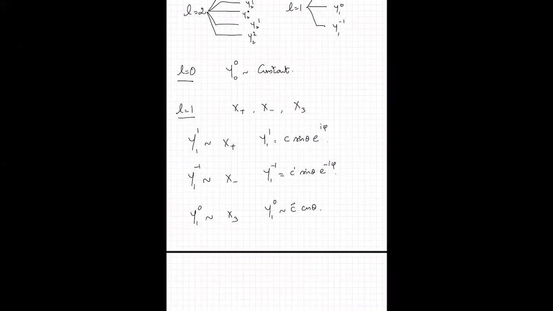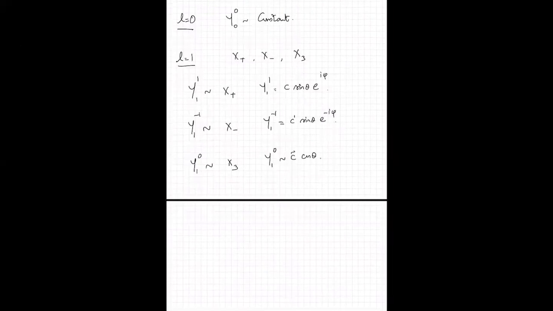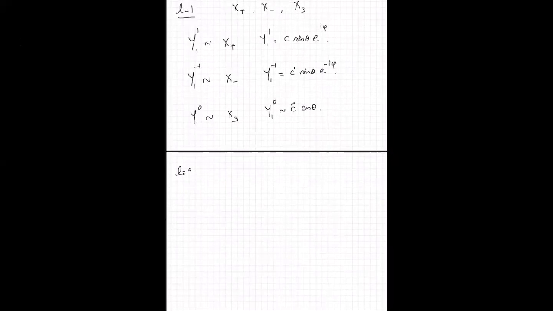You can do these guessing games only for very low values of L, as we will demonstrate. For very large values of L, it is not possible. But anyway, if you actually solve the differential equation, this is what you would get: y11 is sine theta e to the I phi, y1 minus 1 is sine theta e to the minus I phi, and so on. So let us look at the L equal to 2 cases. L equal to 2 can contain terms like x plus square, x minus square, x3 square, x plus x minus, x plus x3, and x minus x3. That is all, nothing more.